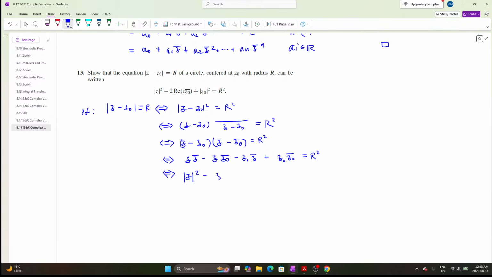And this can be seen as minus the quantity of z times z naught bar plus z times z naught bar taking conjugate. Okay, and then plus modulus z naught squared equals r squared. In the middle, you have the sum of a complex number and its conjugate, which is exactly twice the real part.